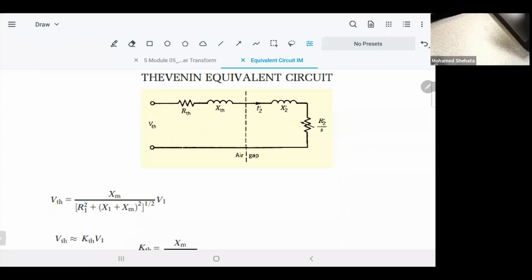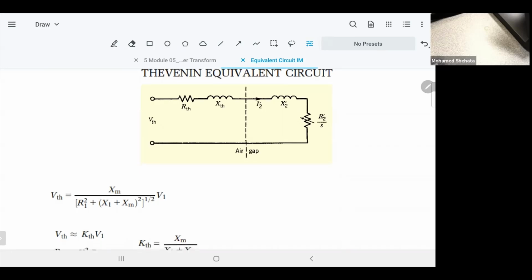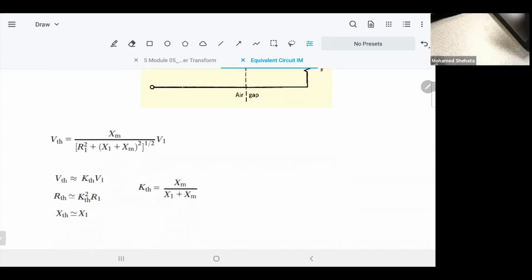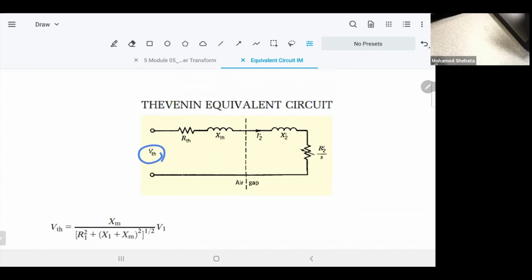You have R Thevenin, you have R2 dash over S, you add them together. X Thevenin, you add it to X2 dash, and then your life is easy, find I2 and everything. But let us see how you can do that. First of all, V Thevenin is not the same as V1. You have to observe that.